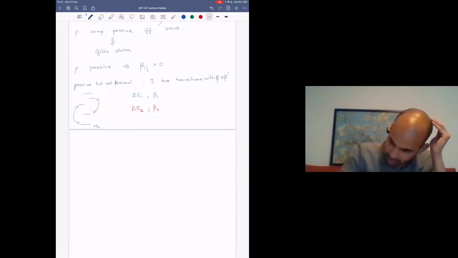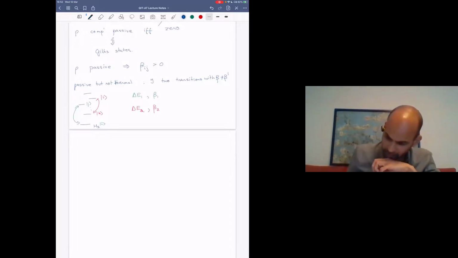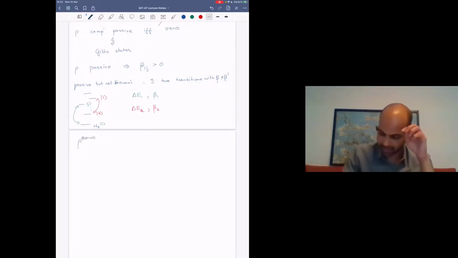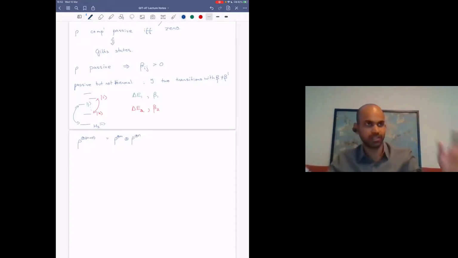Right, and now let me call this state I, J, and these states K and L. So now what we're going to do is compose many copies of the state. What we're going to take now is rho tensored M plus N, which is the same as saying rho tensored M, tensor rho tensored N. So this is a highly composite state of the system.